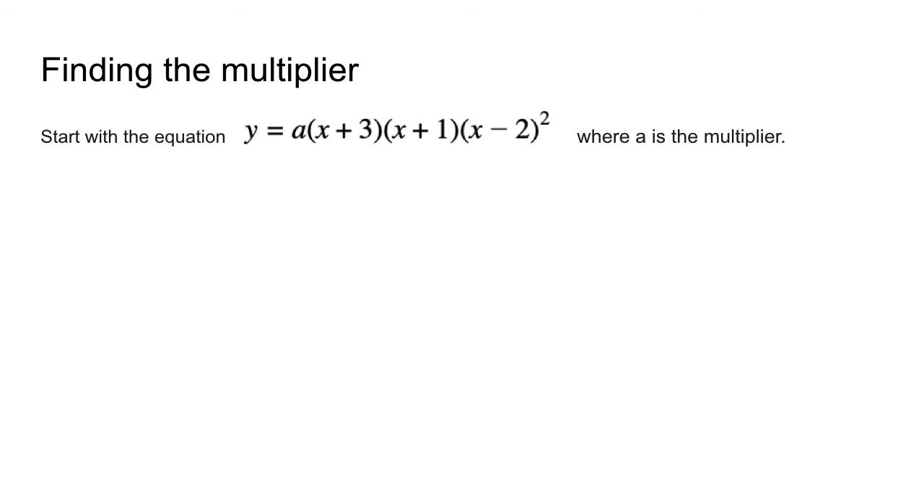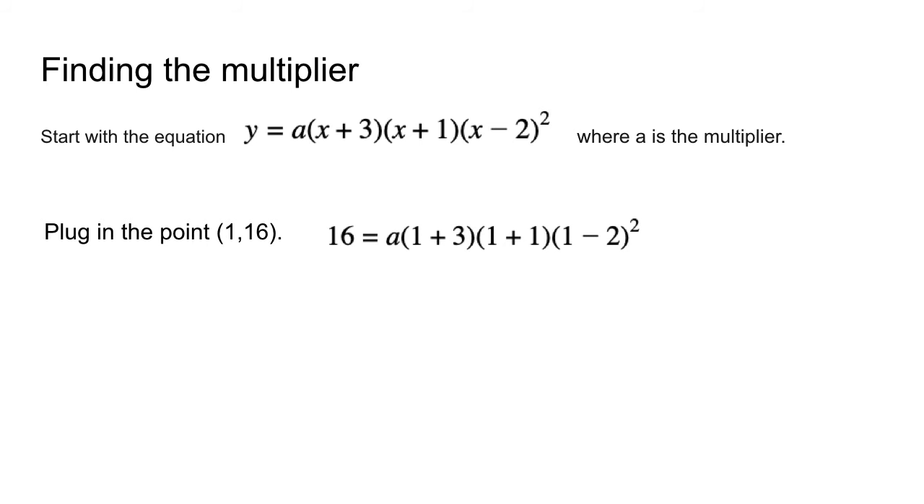The first thing you need to do in finding a multiplier is to write your equation with a multiplier. So here's Melvin's equation. I don't know what the multiplier is, so I just put the letter A. Now I can pick any point from the graph and plug it into this equation. Melvin said that (1, 16) was on the graph, so I'm going to put 16 in where the y is, so that gives me 16 equals a times, and I'm going to put 1 in everywhere there's an x, so I get (1 plus 3) times (1 plus 1) times (1 minus 2) squared.